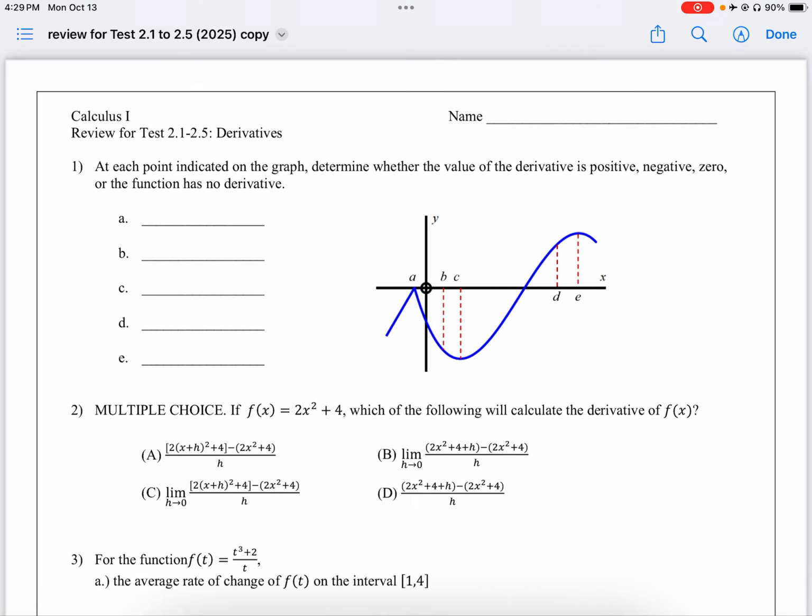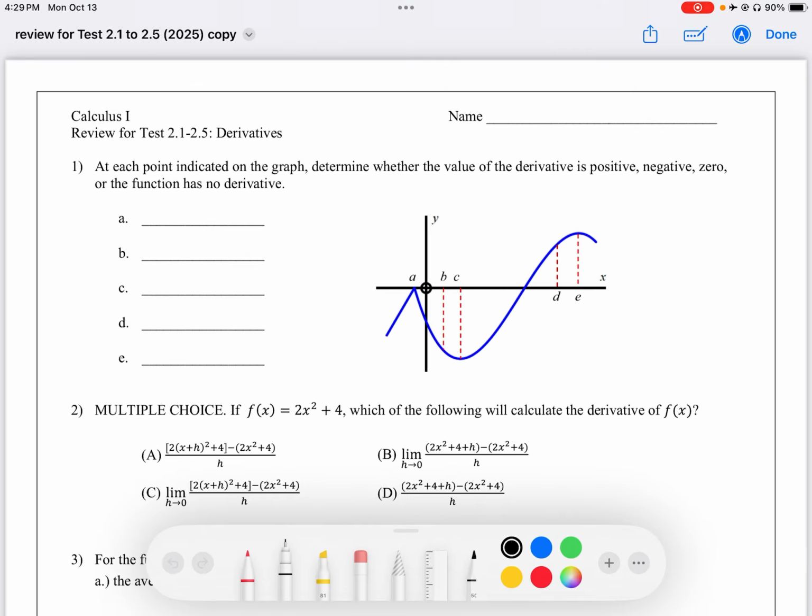Alrighty, so I'm just going to move through this review and talk through it, and maybe it's helpful. Shouldn't be not helpful, that's for sure.